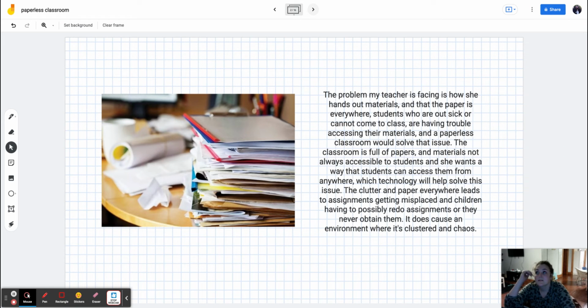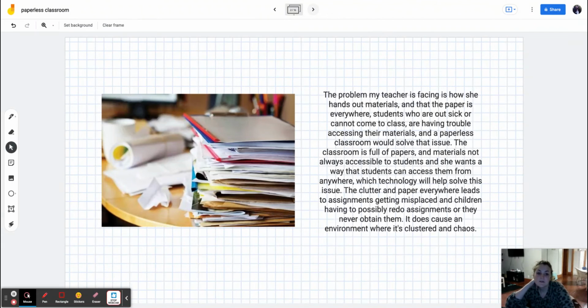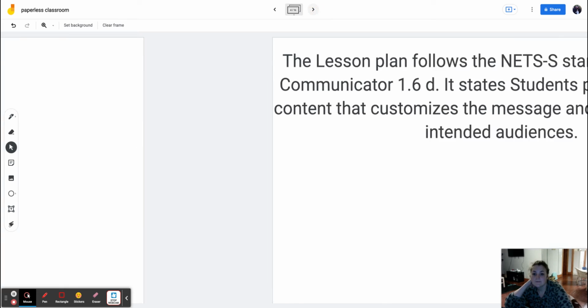The paper leads to assignments going missing, not getting turned in, misplaced, and eventually students obtaining zeros or having to redo them. The students' ages in Miss Nola's classroom are between 8 and 9, depending on when their birthdays fall, and they are currently in the 3rd grade.